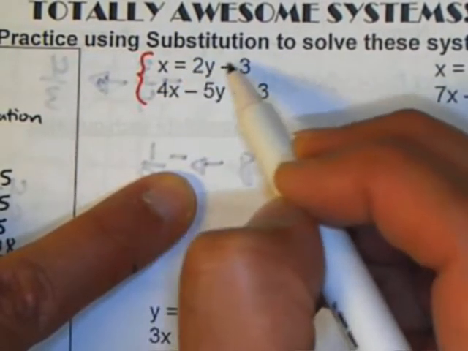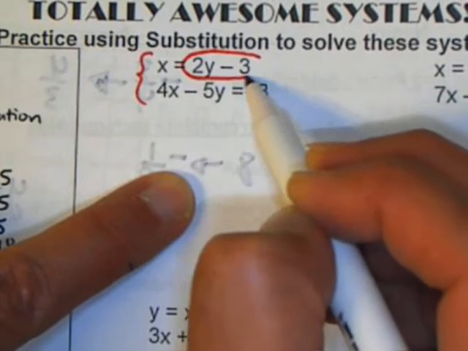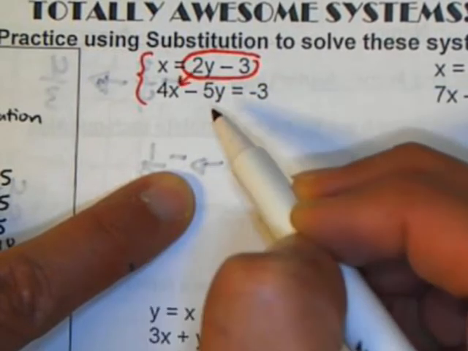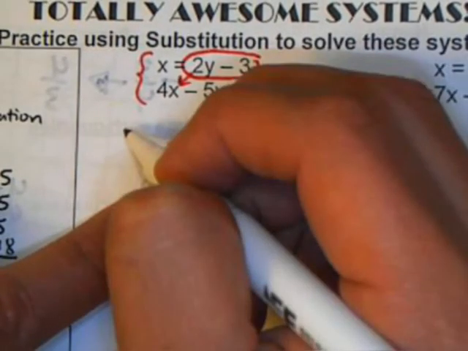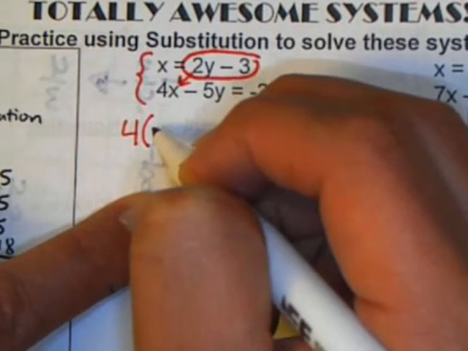So this one's already solved, x equals 2y minus 3, and the only thing that's missing are these things, right? So I'm going to plug this right there where the x is. Okay, remember doing that? 4 parentheses. Instead of putting x, I'm going to put this.